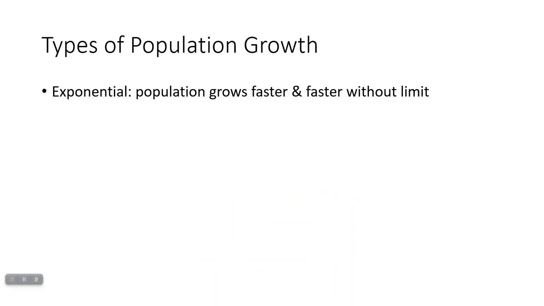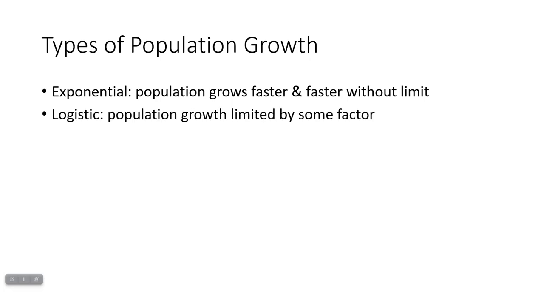So there are two different major types of population growth that I want to make sure that you are familiar with. Exponential growth happens when a population is growing at a rate faster and faster and faster, and it doesn't have a limit. Logistic growth happens when a population is limited by some sort of factor. Usually this is, and we're going to talk about this in just a moment, density dependent limiting factors.